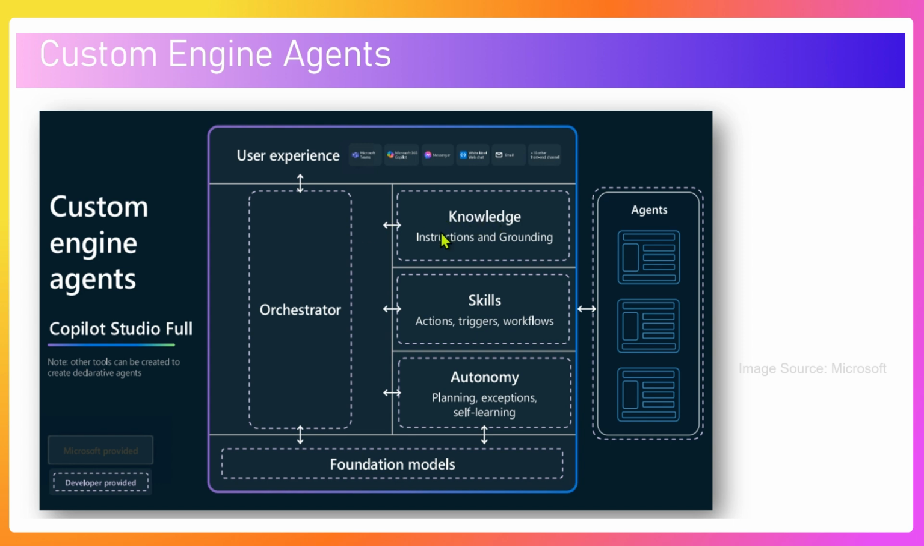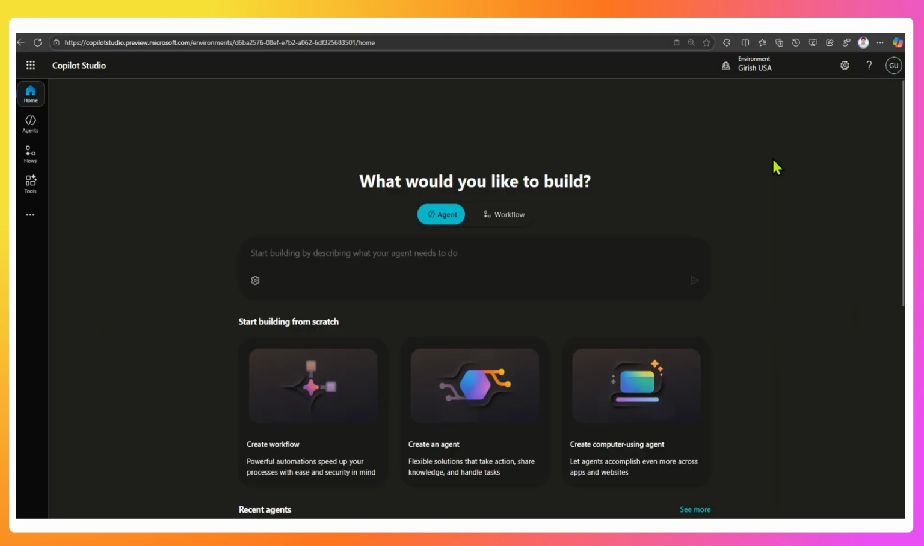Connects to the knowledge source to get the instructions and grounding information. From a skills perspective, there are actions, triggers, and workflow which you can utilize to extend the agent's capability. And autonomy, so planning, exceptions, self-learning. So those all things are available as a part of the Copilot Studio interface. And additionally, you can use that agent to connect to another agent, or you can build a kind of child agent and then modularize your agent components. Now, let me show you the interface.